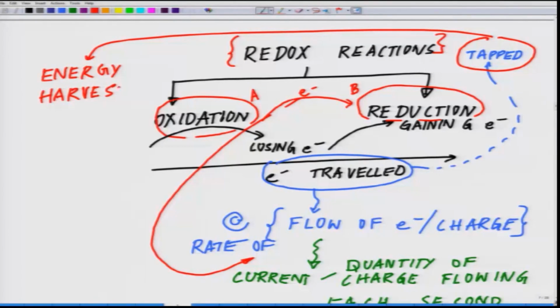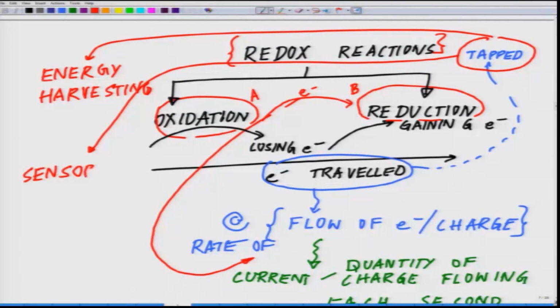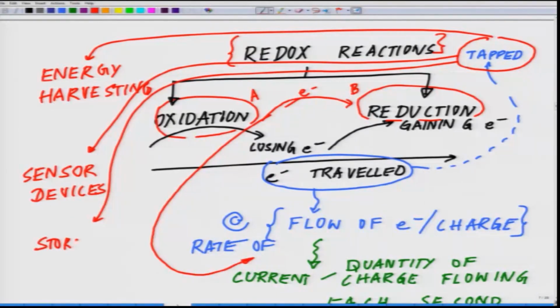Okay. And similarly, this electron transfer could be tapped for sensor devices. This electron could be stored for other work. But whether the electron will flow from A to B is what we talked about, the function, the work function of the two species.